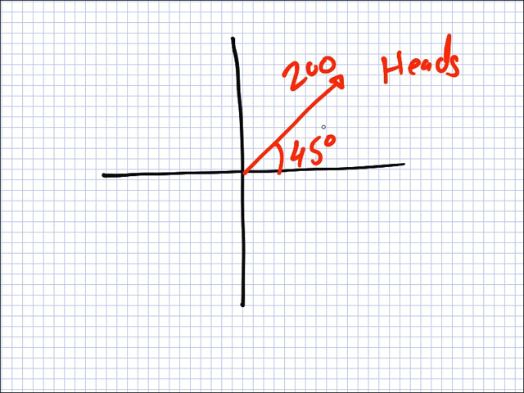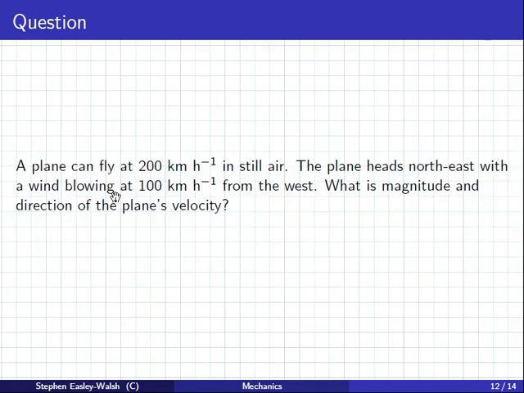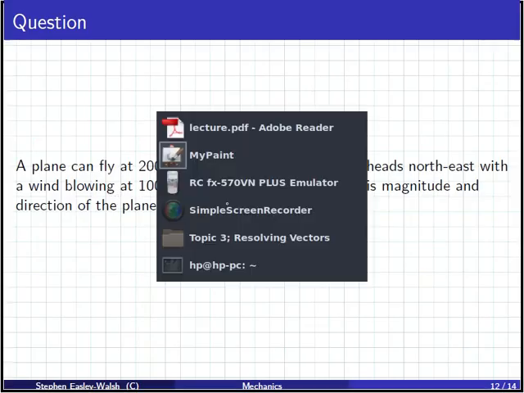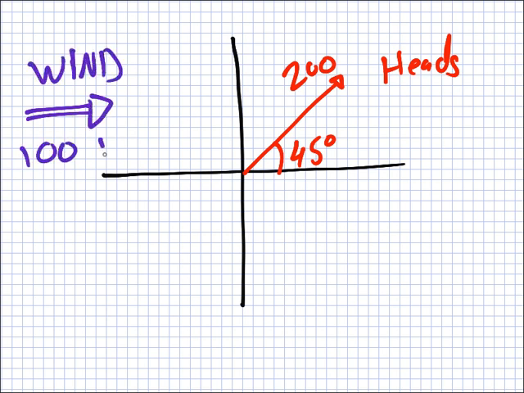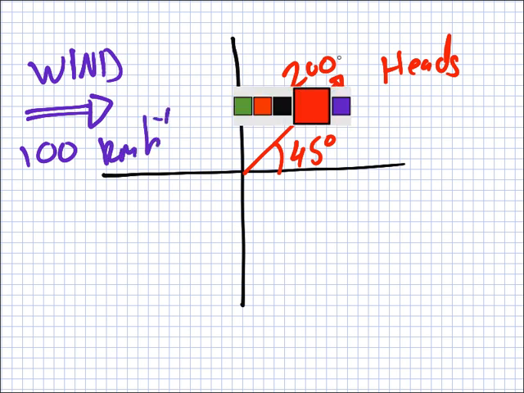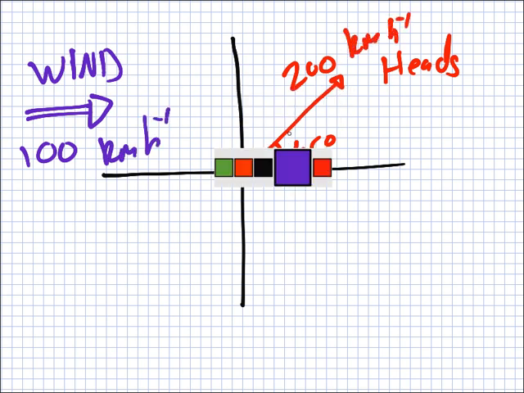But does it stay northeast? No, because also in the story, there's a wind from the west. So this wind from the west is 100 kilometers per hour. This is 200 kilometers per hour. So tell me, what will happen to the plane? Will it travel more to the north or more to the east if the wind blows it? East. Yeah, it'll kind of head more this way, won't it?